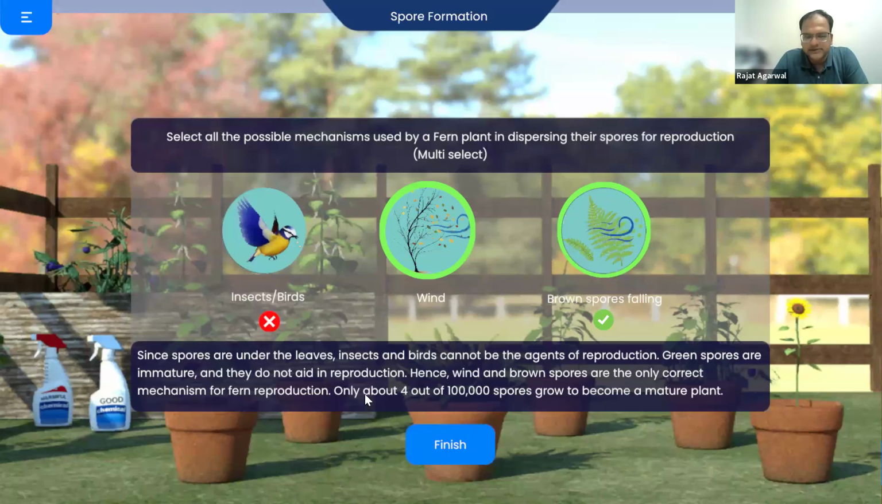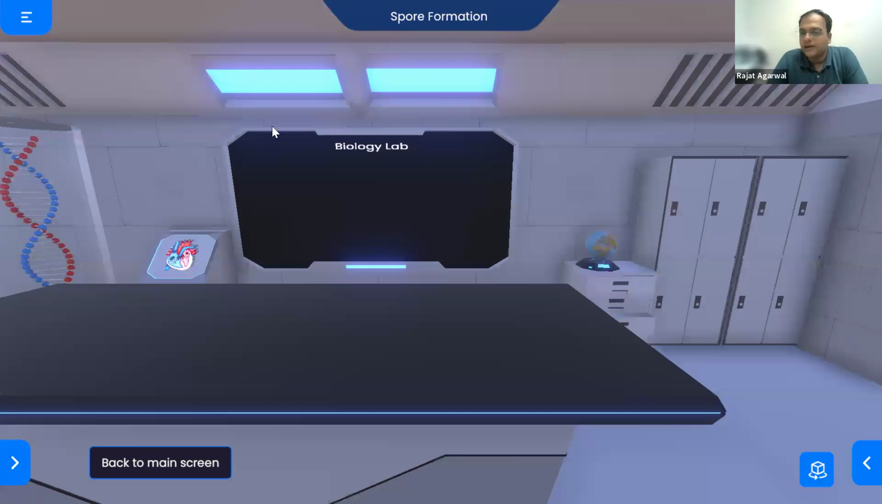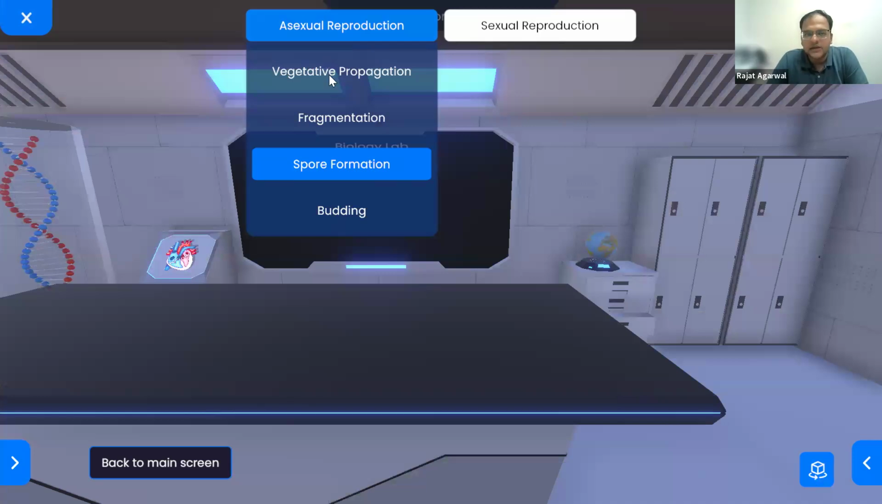One important thing is only about 4 out of 1 lakh spores grow to become a mature plant. This is something which is really interesting. So if you have a fern plant and you plant it in your garden, if 1 lakh spores fall, only 4 of them will actually go on to become a fully grown plant. Very interesting, right? So vegetative propagation we have done. We have done spore formation.